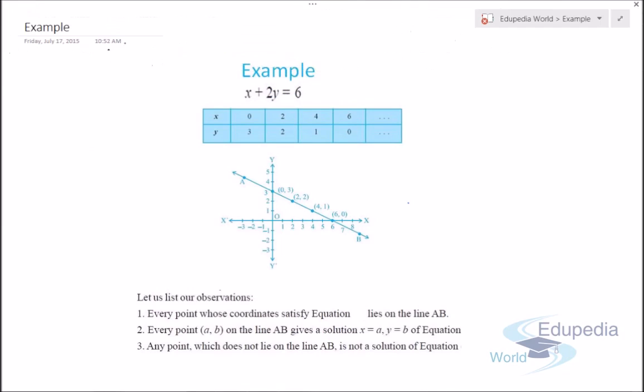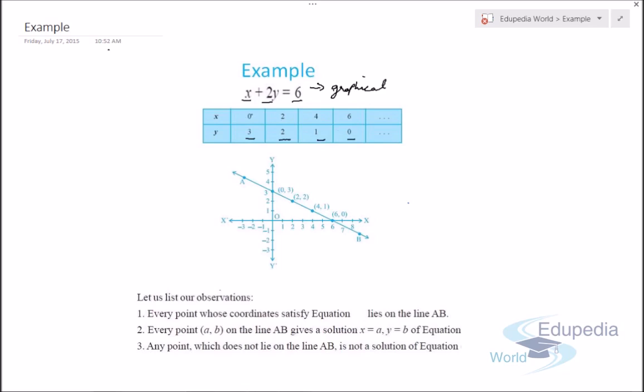Now in this example, the equation is x plus 2y equals 6. Again we have to solve this linear equation using the graphical method. By assuming values, we have to find the values of x and y, at least 3 values, but in this example we have found 4 values: 1, 2, 3, 4.